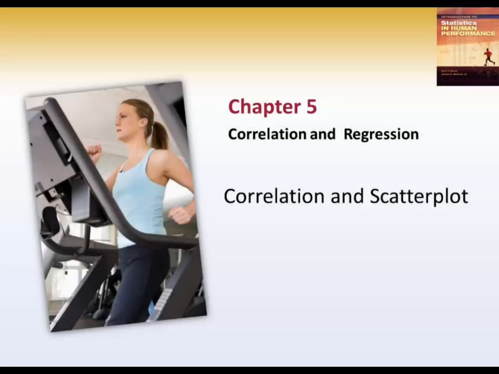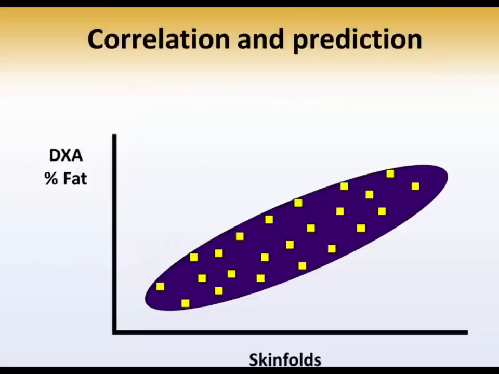We'll now provide a few additional examples of the correlation coefficient using scatterplots and actually calculating the correlation coefficient with SPSS. The scatterplot is a good tool to use to get a first view of what the correlation between your variables might be. In this case, we have two variables, DEXA determined percent fat and skin folds. You'll notice there's a positive relationship. As your skin folds go up, your DEXA determined percent fat goes up.